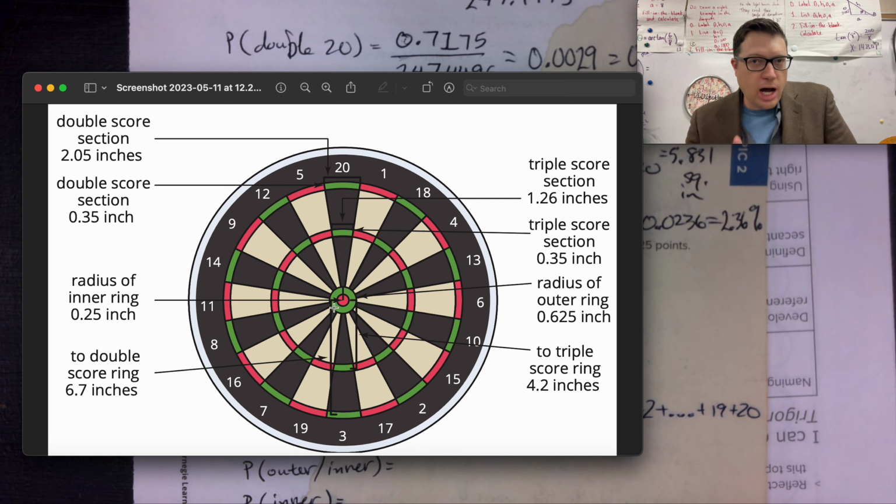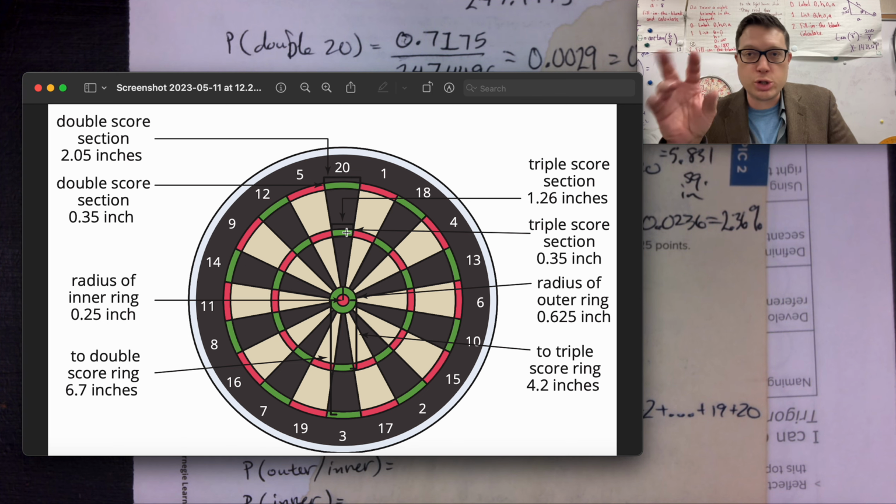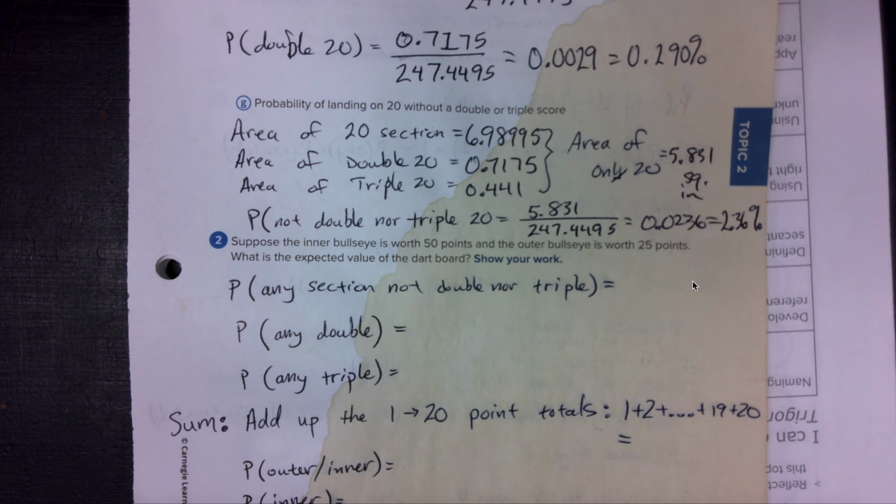Now mind you, that is not the highest way to earn points. You could do triple 20, triple 20, triple 20, and that would be better than bullseye, bullseye, bullseye. It doesn't look as good, but points-wise, you want to be in that one specifically. Now, any section that is not double or triple.